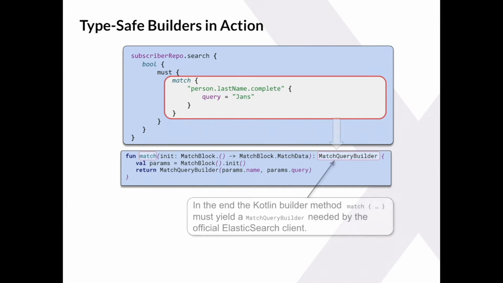It's good to know that this snippet here, in the end, must yield a match query builder. That's what the Elasticsearch client API wants, whether you like it or not. This is what you need to achieve. We have this fancy syntax, but in the end, we need to have a builder with, of course, all the properties set.